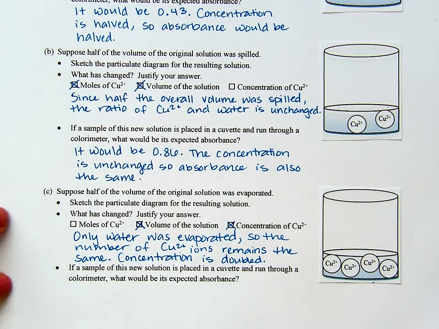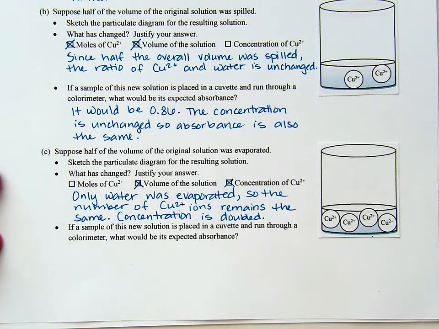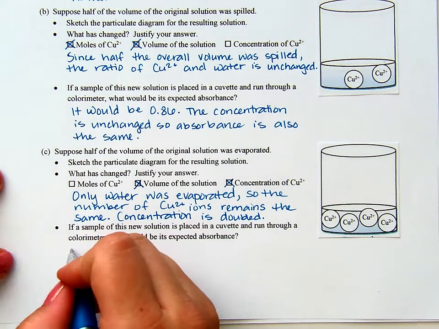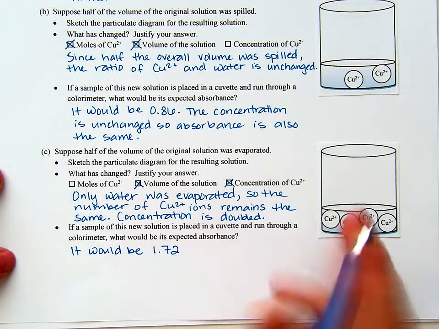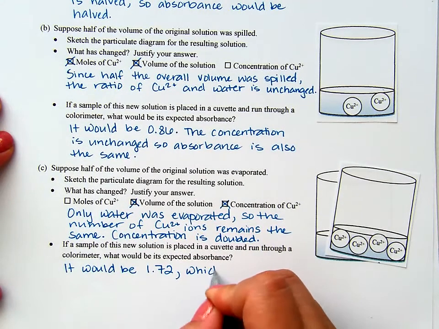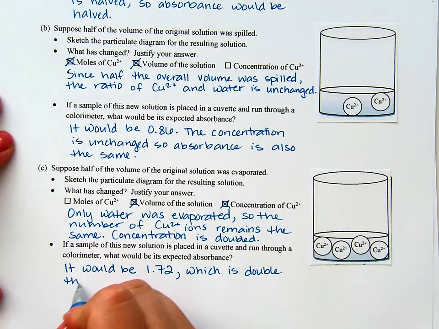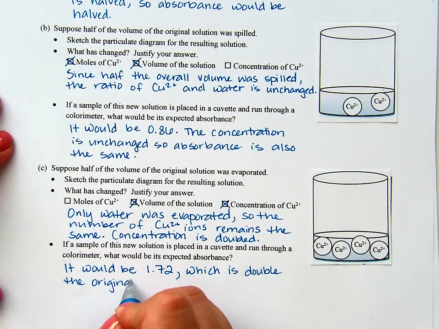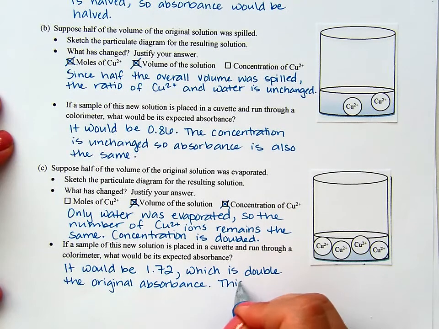Okay, so if you were to put this new solution in a cuvette and run it through a colorimeter, what's going to happen? What's the expected absorbance? Well, if the concentration is doubled, then the absorbance is also doubled. So it would be 1.72, which is exactly double 0.86 of our original there. So it would be 1.72, which is double the original absorbance. This is because the concentration is doubled.